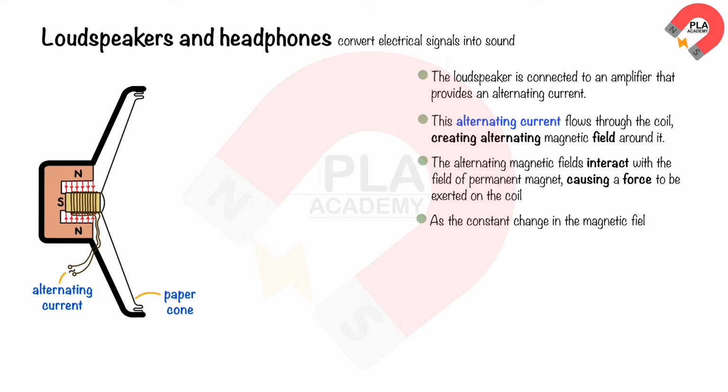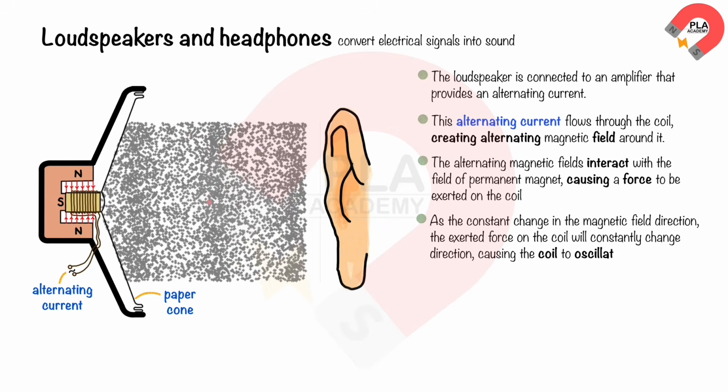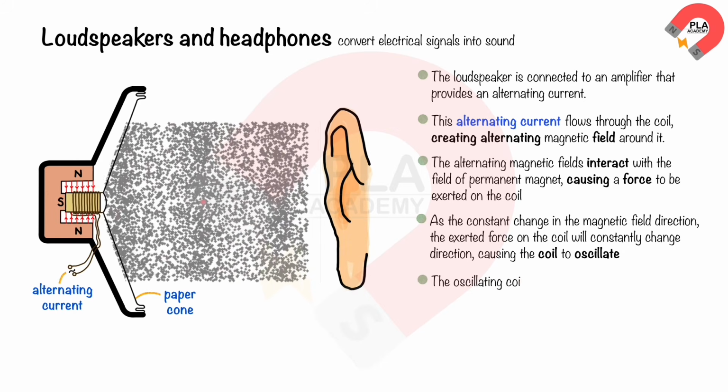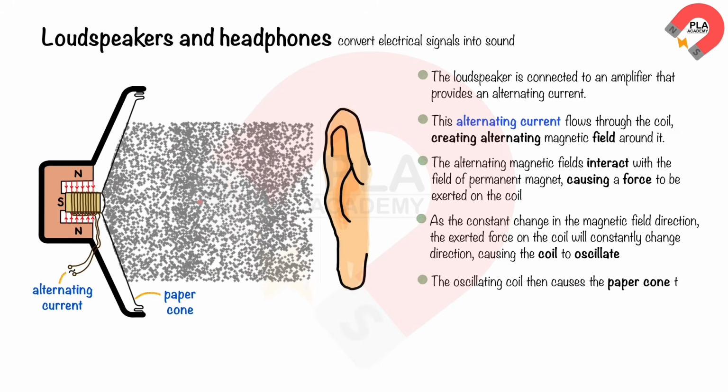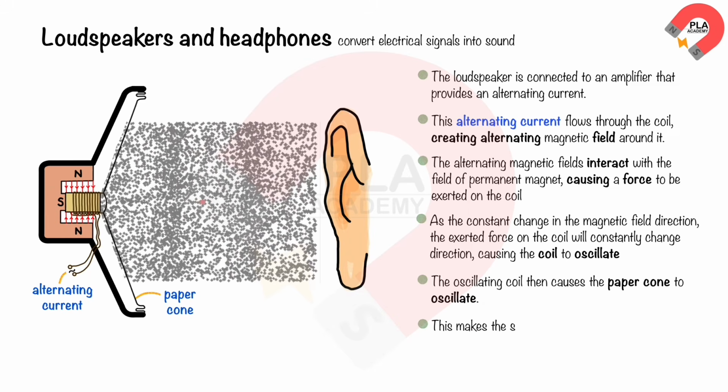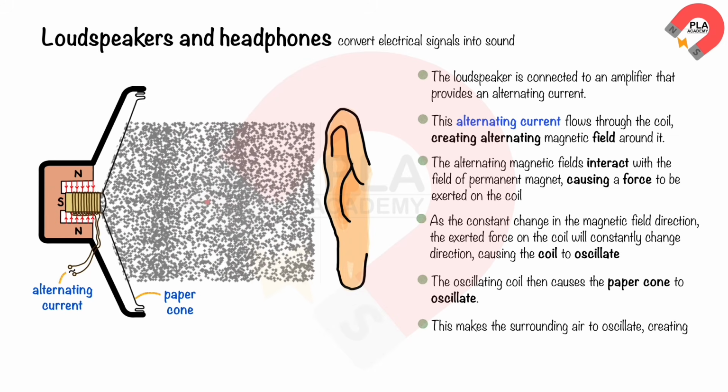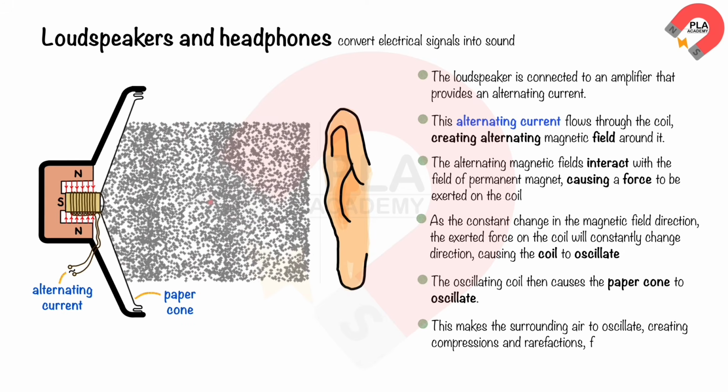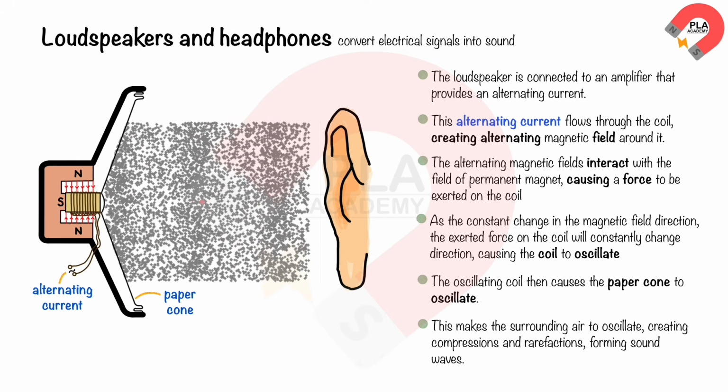As the magnetic field direction constantly changes, the force exerted on the coil will constantly change direction, causing the coil to oscillate. The oscillating coil then causes the paper cone to oscillate. This makes the surrounding air oscillate, creating compressions and rarefactions, forming sound waves.